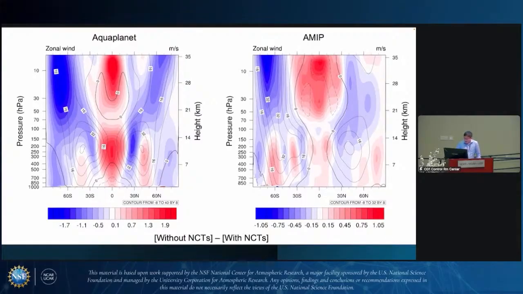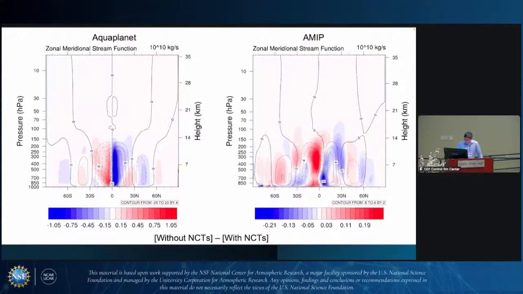And then if we compare that with our AMIP simulations, which is more realistic, we still see similar features, showing zonal wind is changed. There's a westerly wind bias due to neglecting the non-traditional Coriolis term over the ITCZ region, and also a subsidence at the equator, showing in both our AMIP simulation and aquaplanet simulations.